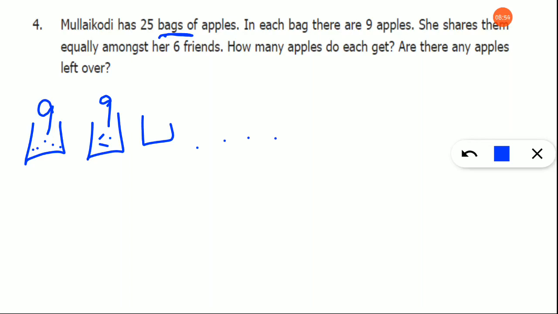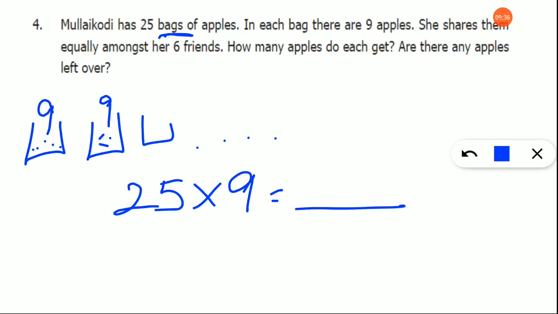First, you have to find the total number of apples she is having. In order to find that, what we have to do? I told you, whenever you are going to find the total number, we have to multiply. Only then the number will be increasing. Suppose if you want to find out the least number, that is, they have given you for a set of 10 people and I want the answer for one person, we have to divide it and find the answer. Now 25 bags of apples are there and each bag has 9 apples. So altogether how many apples will be there? So 25 into 9 will give you the total number of apples with Mullai Kodi.